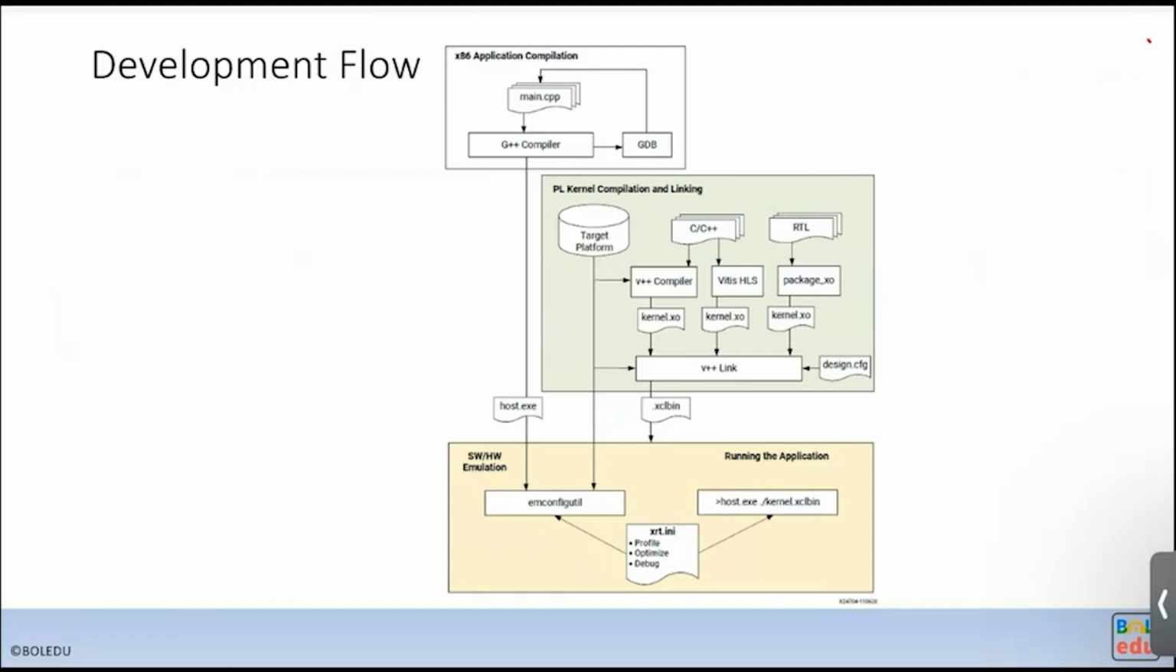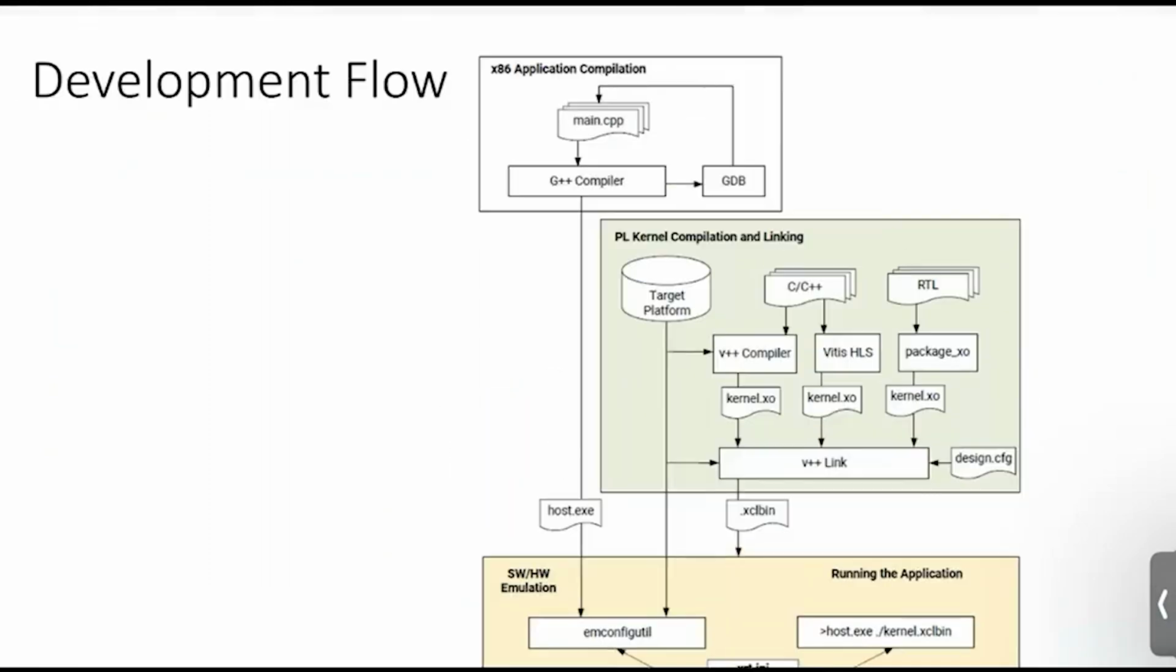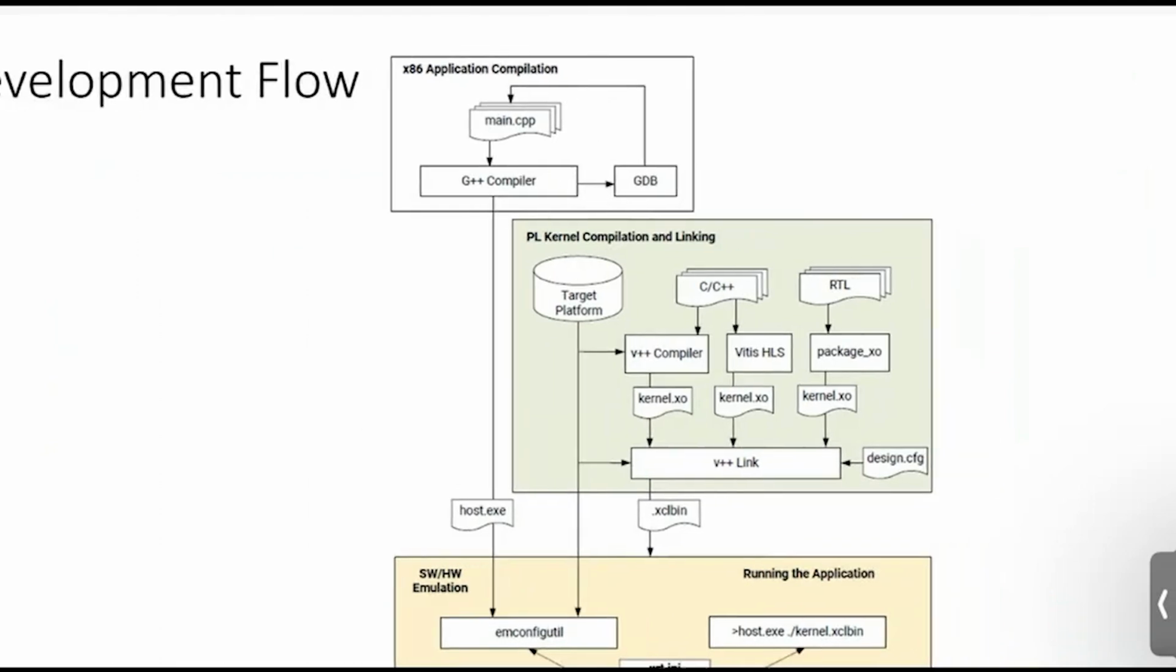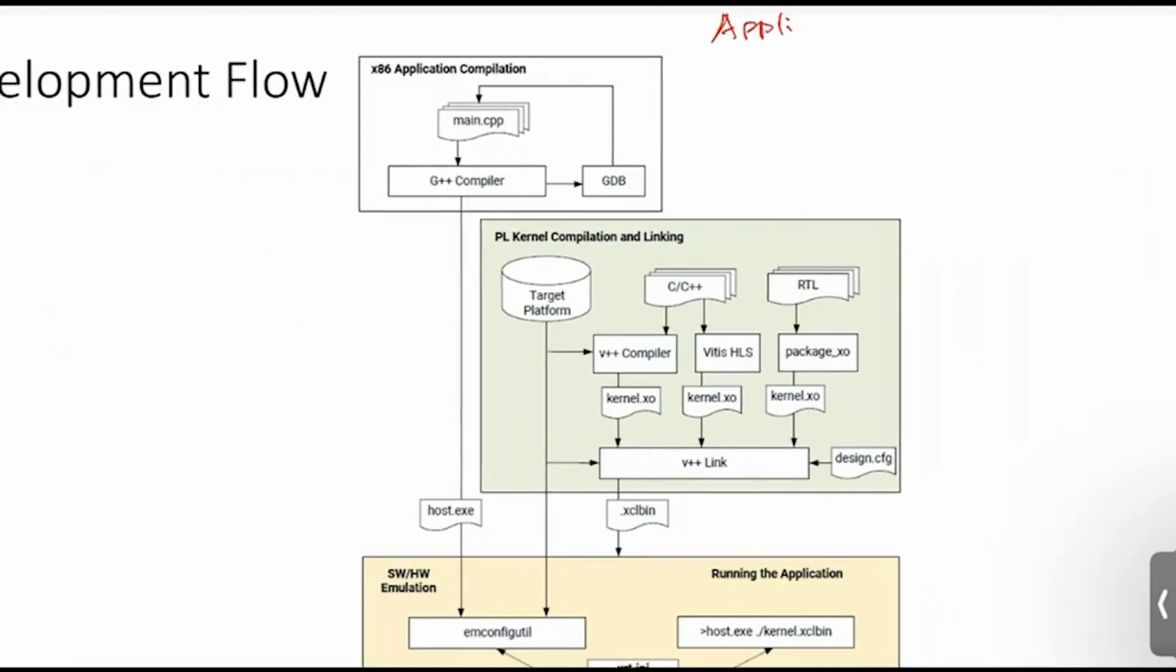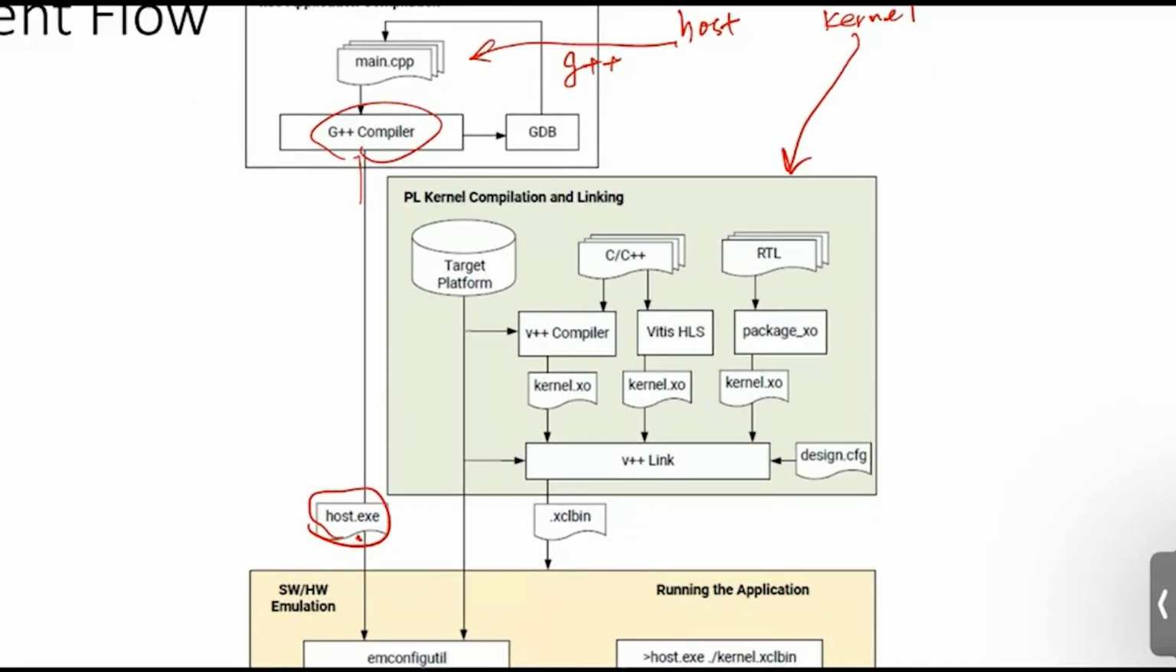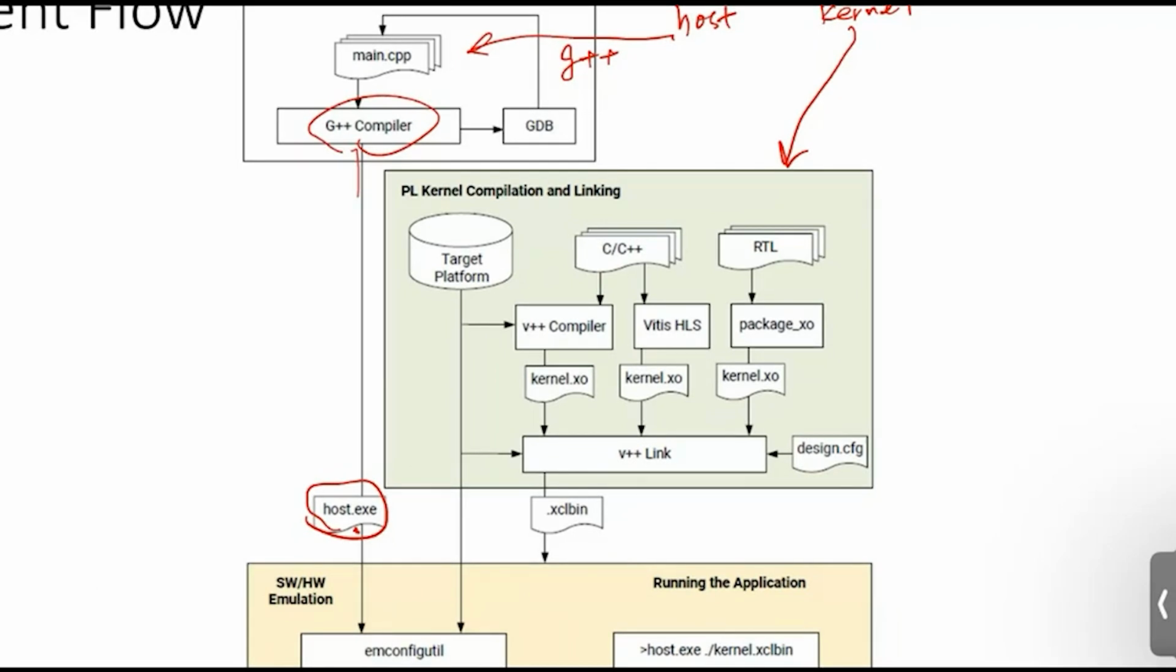Okay, the development flow will be like this. For the application program, you split into two parts. One is running at the host, one is running at the kernel. And for running on the host, you use the GCC compiler, and then you compile into the host executable file. And for the kernel, you go to Vitis, the V++ compiler.